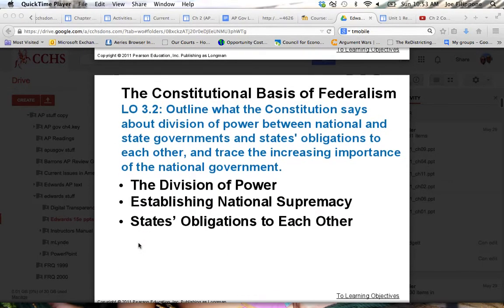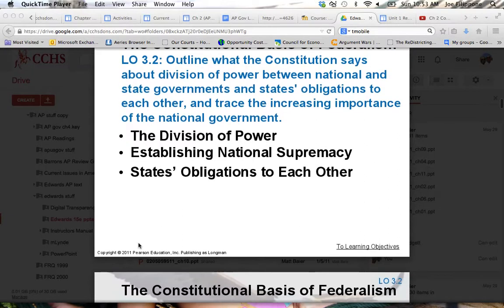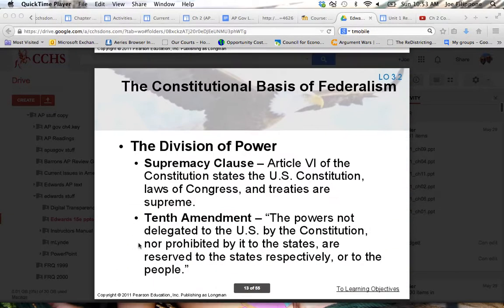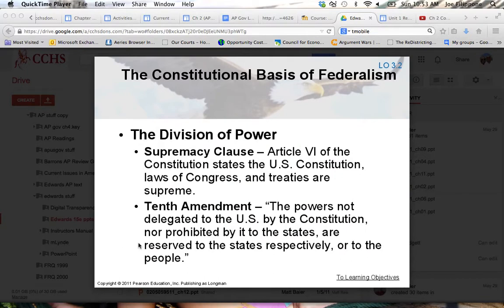Let's go to what is the constitutional basis of federalism. There's a division of power, how they establish national supremacy, and then we'll look at states' obligations to each other. We'll see what the Constitution says about the division of power. In the Constitution, like I said, there's a preamble, there's articles, and then there's the amendments. Article 6 of the Constitution states the U.S. Constitution is the supreme law of the land. Laws of Congress are too, and treaties that Congress has ratified are supreme. So it's basically saying the supreme law of the land is the U.S. Constitution.